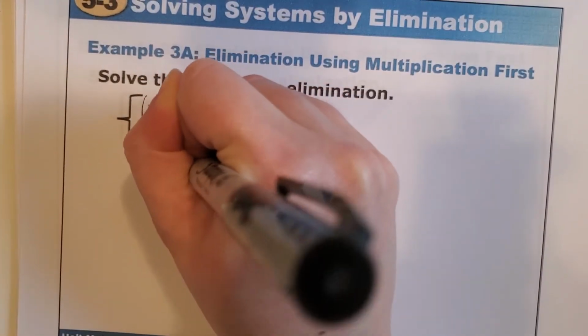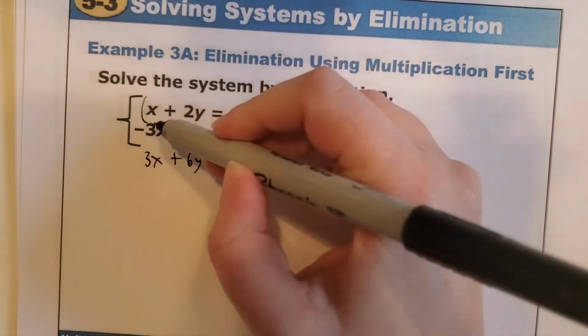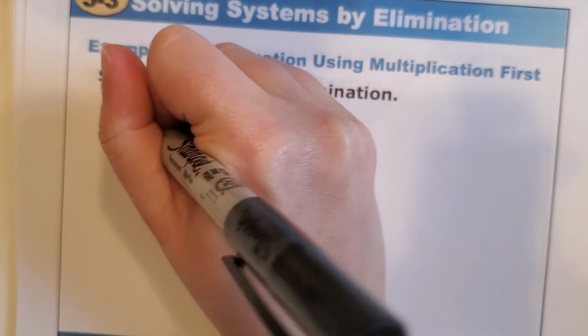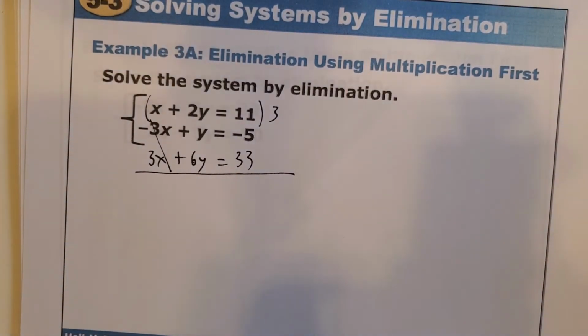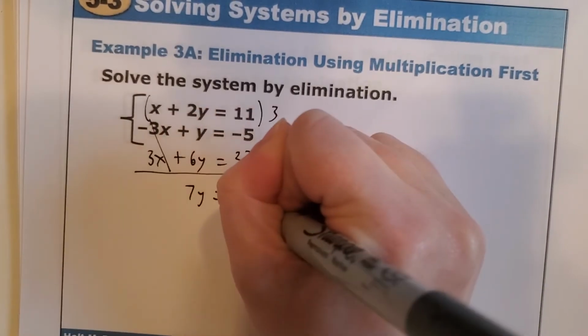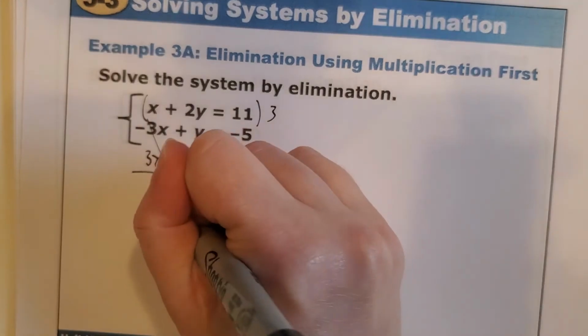3x plus 6y equals 33. And then if we try to add these two up, negative 3x plus 3x cancels out, and then everything else is exactly the same as it was before. This is 7y, and this is 28. So now we can solve.